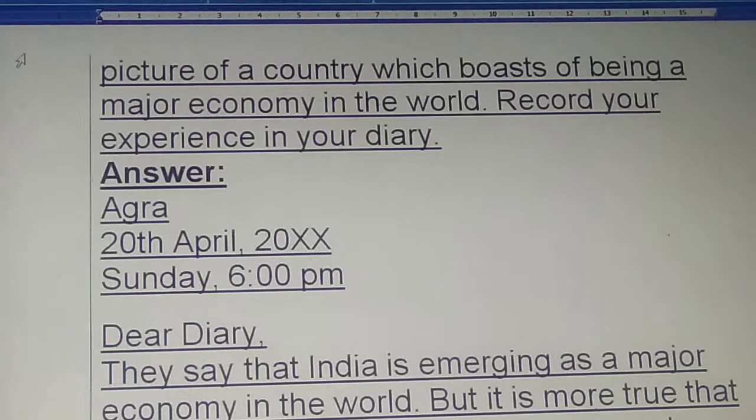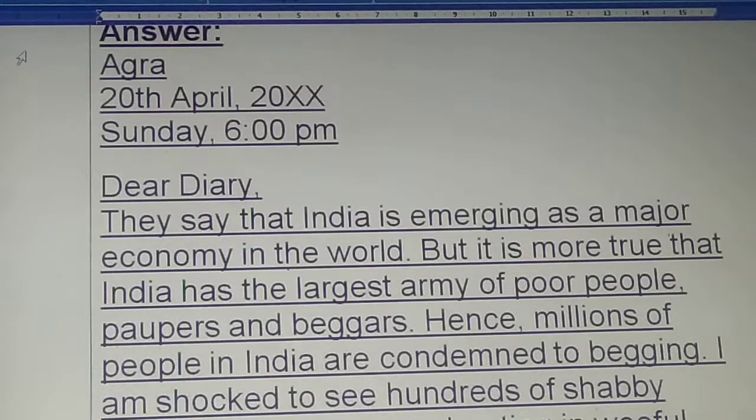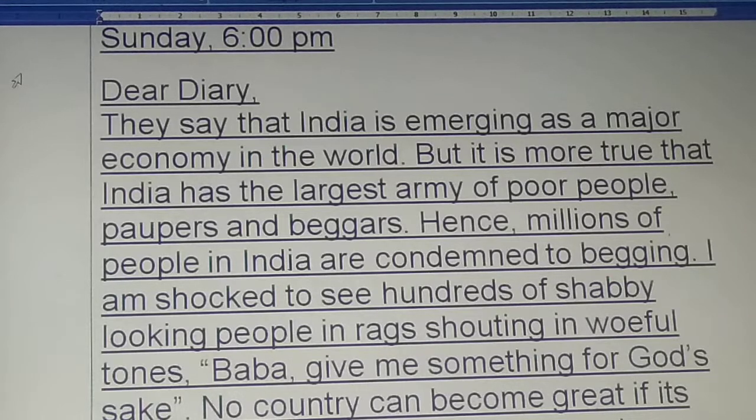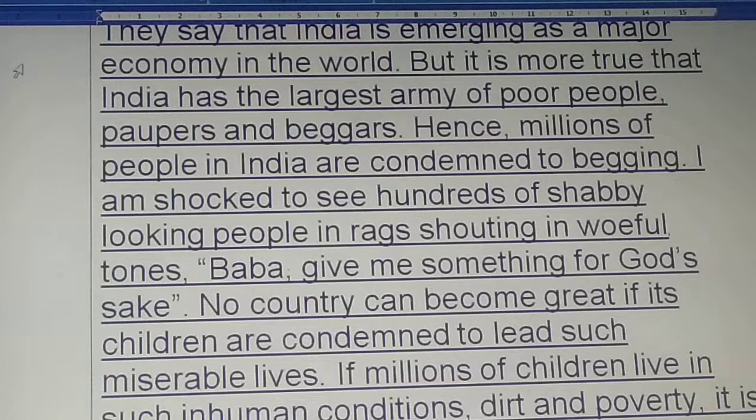Please note down, children. Dear Diary, so this is how you write, Dear Diary. They say that India is emerging as a major economy in the world. But it is more true that India has the largest army of poor people, paupers and beggars. Hence, millions of people in India are condemned to begging.